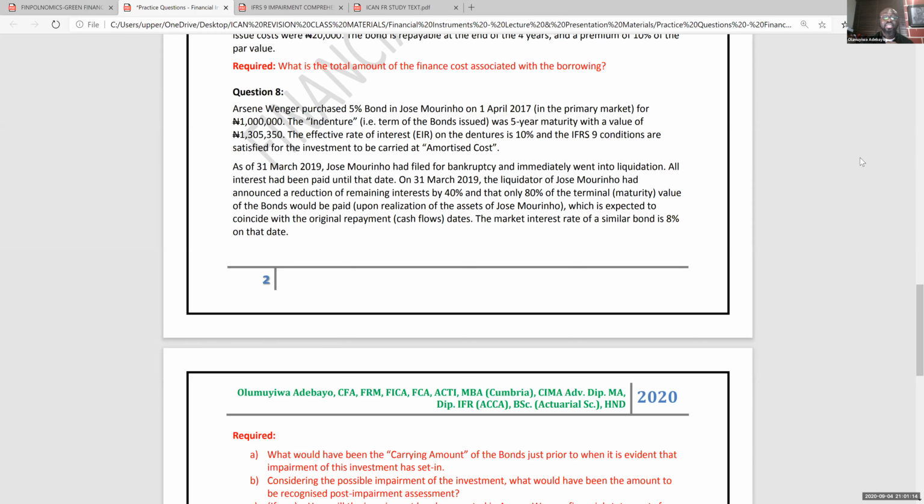1,305,350 naira, which is more or less like a maturity value, that means it will be redeemed at a premium of about 305,350 naira.